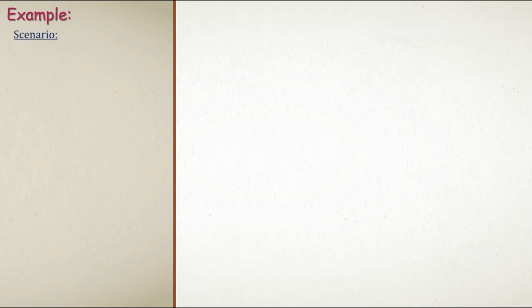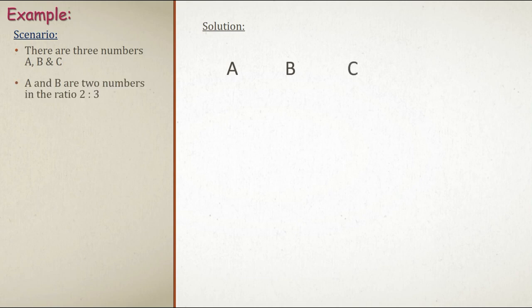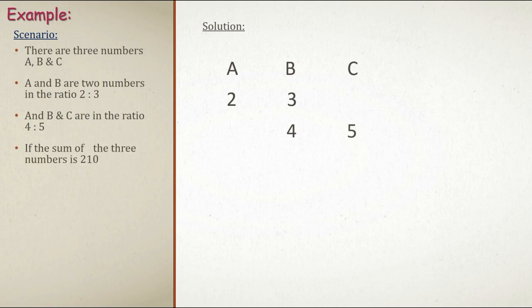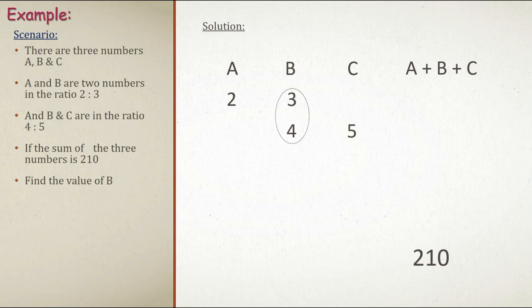Let's take one more example. Now there are three numbers A, B and C. A and B are two numbers in the ratio 2:3 and B and C are in the ratio 4:5. If the sum of three numbers is 210, which is A plus B plus C is equal to 210, find the value of B. Now if we notice here, the value of B is not the same in both the ratios. With A it is different and with C it is different.